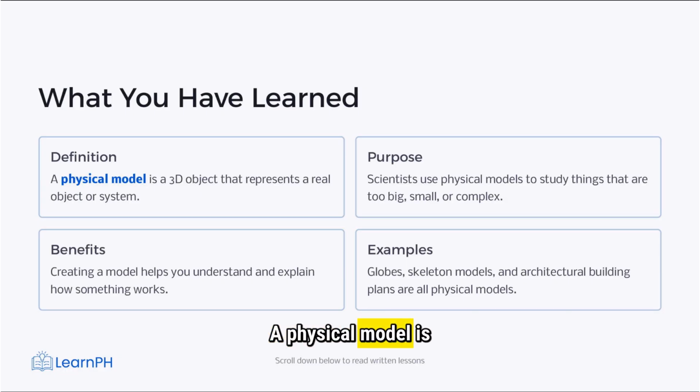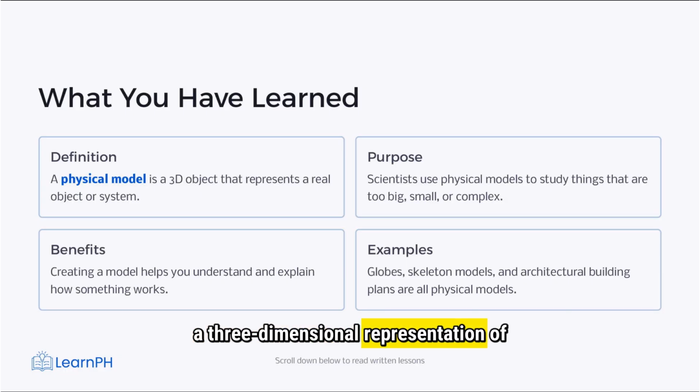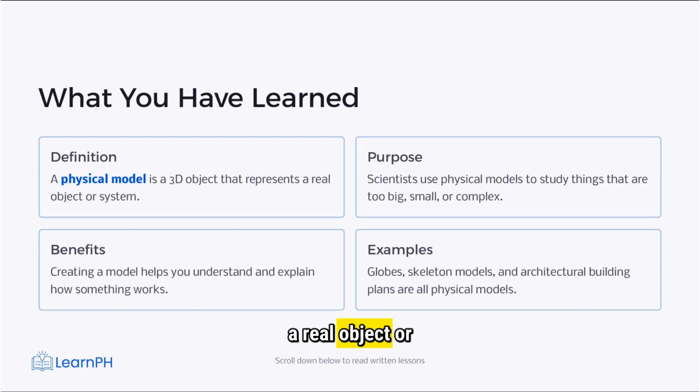A physical model is a three-dimensional representation of a real object or system. Scientists use these models to study entities that are too large, small, or complex. Creating a model aids in understanding and explaining functionality. Examples include globes, skeleton models, and architectural building plans.